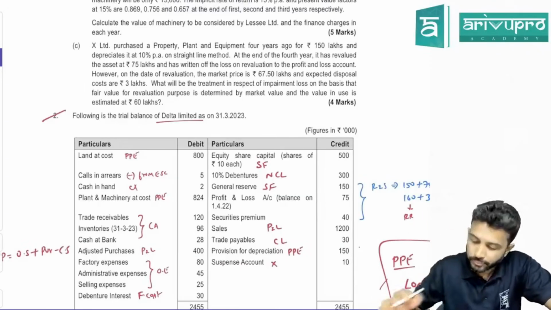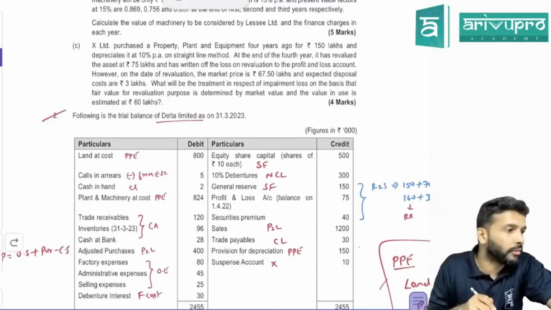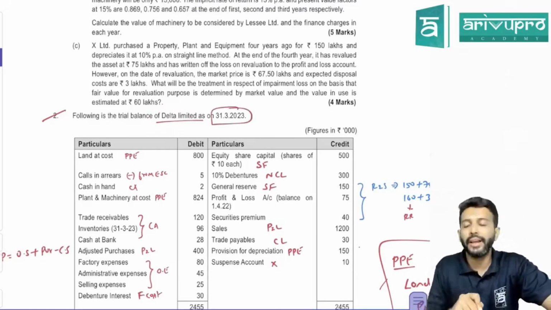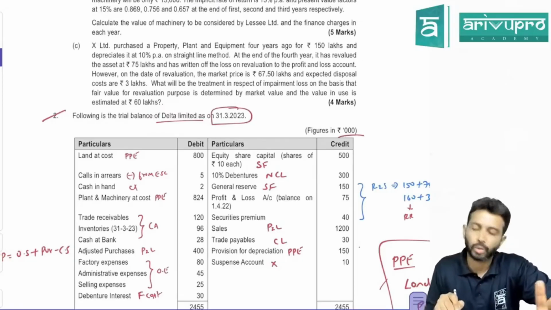That's all. Following is the trial balance of Delta Limited as on 31st March 2023. All the numbers are in thousands.